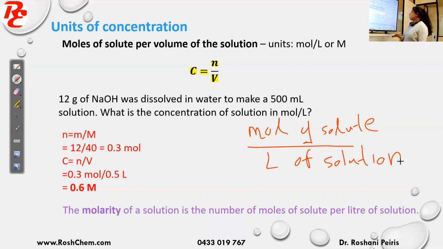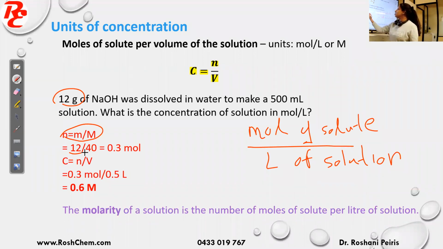So how do I find the moles of solute? What I have is 12 grams. So convert 12 grams into moles. Moles equals what? Mass over molar mass. So 12 grams divided by the molar mass of sodium hydroxide, which is 40. So you get 0.3 moles of sodium hydroxide.